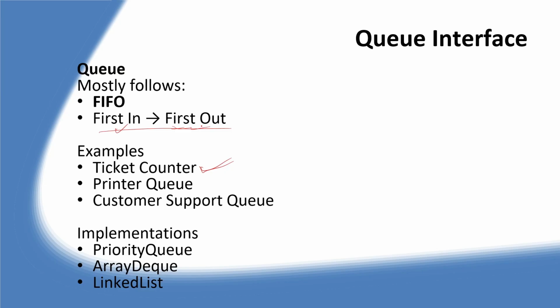Okay. And most queues follow this principle. We call it FIFO. Okay. First in, first out. So this principle means the first element inserted is the first one which will get removed. Queues are commonly used in task scheduling, print jobs, and customer service systems. Okay. And these are the implementations.